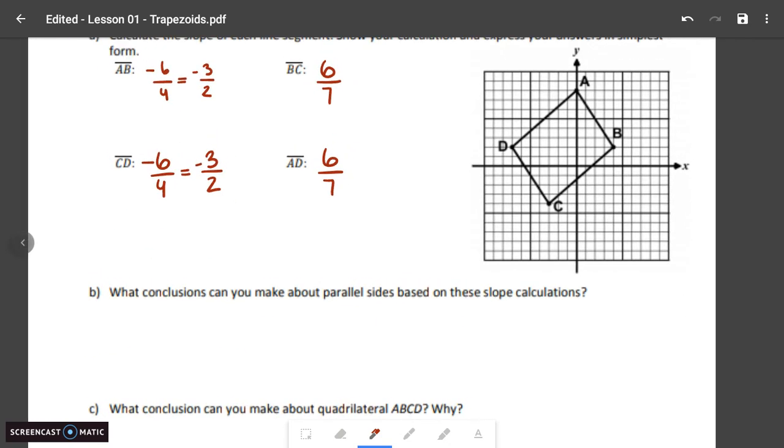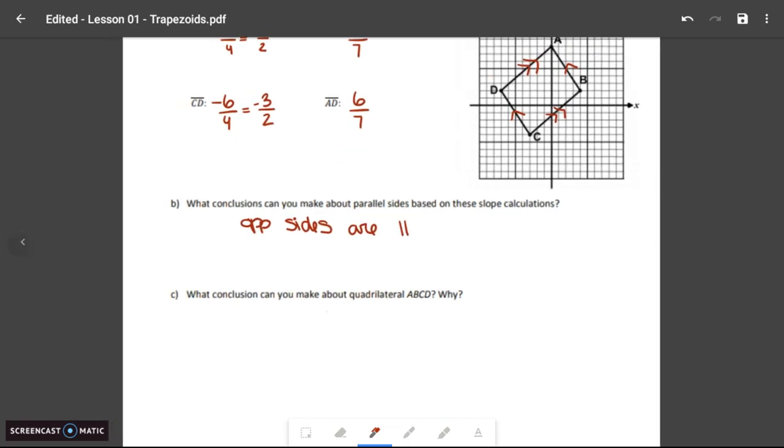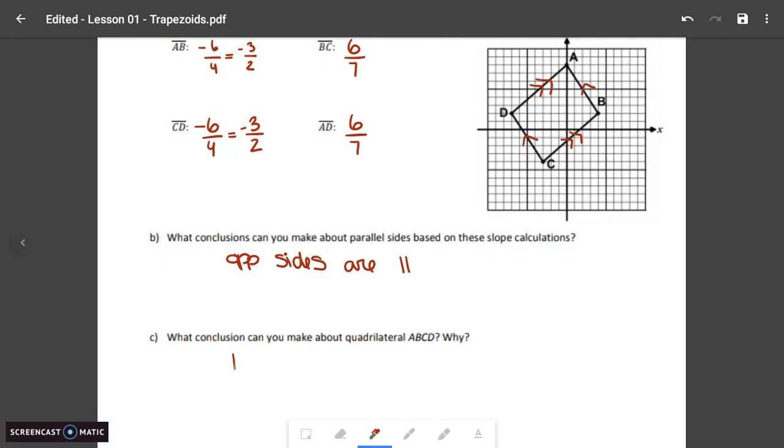What conclusions can you make about parallel sides of these slope calculations? Well, remember, parallel means it has the same slope. So if AB and CD are the same, they're opposite of each other, just like AD and BC are opposite of each other. So we're going to say that opposite sides are parallel. What conclusions can you make about quadrilateral ABCD and why? Well, it's actually going to be our next type of quadrilateral we talk about. It's a parallelogram, and we'll learn more about that tomorrow.